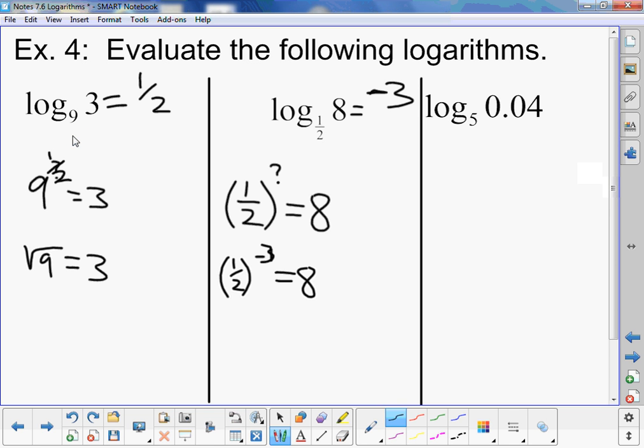Since you don't know decimals, that's going to be 4 over 100. So it's best to turn decimals into actual fractions, which is 1 over 25. So 5 to what power is 1 over 25? First off, it has to be a negative, and then it must be a negative 2, because 5 to the negative 2: negative flips it over to 1 over 5, and then times another 1 over 5 is 1 over 25.